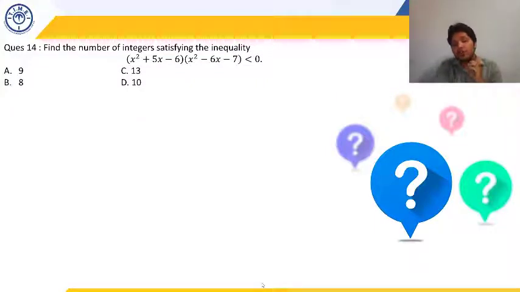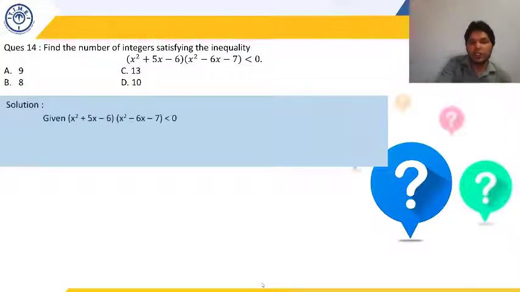And we cannot solve this by plugging the value from the option, because in the options the number of integers is given, not the range. So we have to solve this question anyhow. So how to solve this question? What has been given to us? The product of two quadratic expressions should be less than 0.